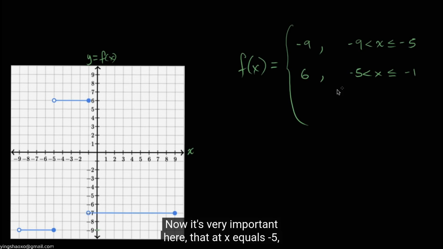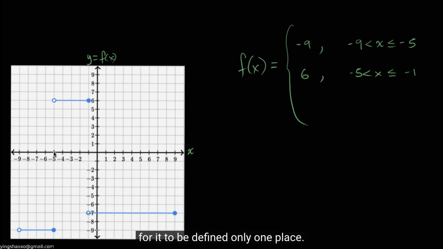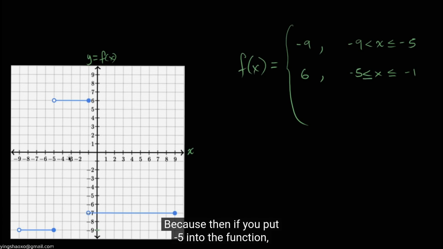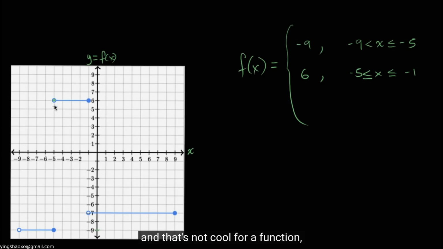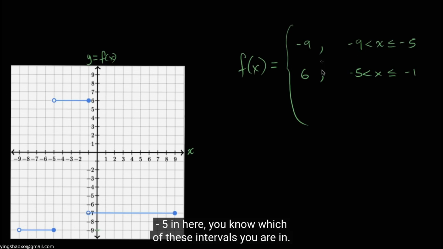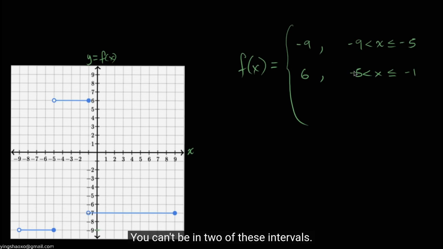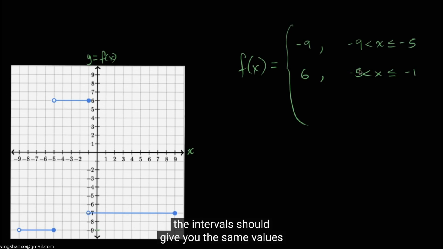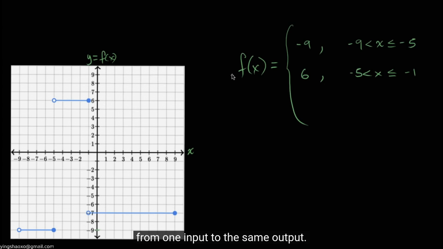Now it's very important here that at x equals -5, the function is defined in only one place. Here it's defined by this part. It's only defined over here. And so that's why it's important that this isn't -5 is less than or equal to, because then if you put -5 into the function, this thing would be filled in, and then the function would be defined in both places, and that's not cool for a function. It wouldn't be a function anymore. So it's very important that when you input -5 in here, you know which of these intervals you are in. You can't be in two of these intervals. If you are in 2 of these intervals, the intervals should give you the same value so that the function maps from one input to the same output.